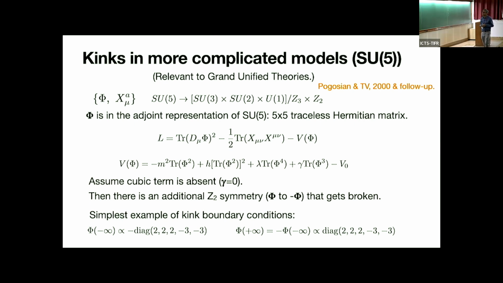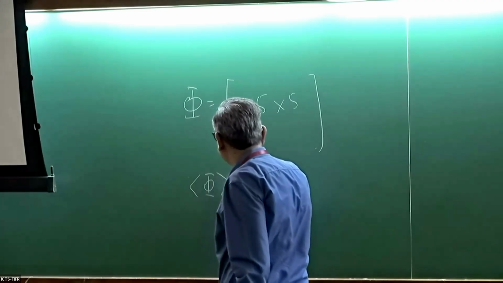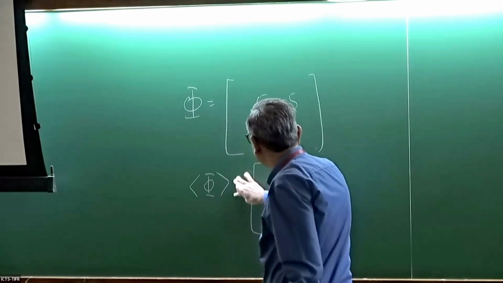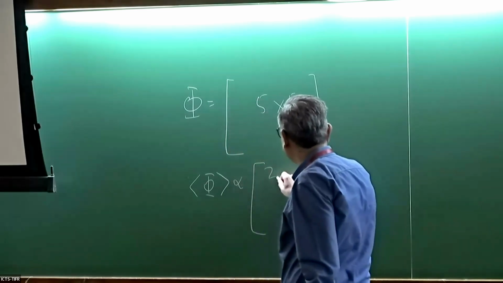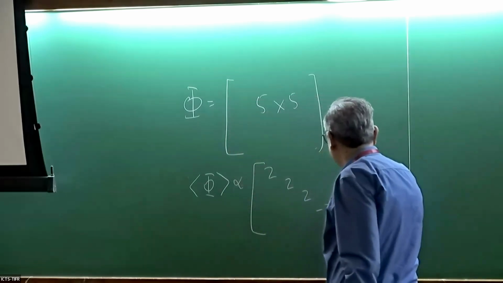So then the symmetry breaking that I have up there, the SU5 going to SU3 cross SU2 cross U1, remember the 3, 2, 1 is the standard model symmetry, happens if this phi gets a Vev, a vacuum expectation value, which is proportional to 2, 2, 2, minus 3, minus 3.